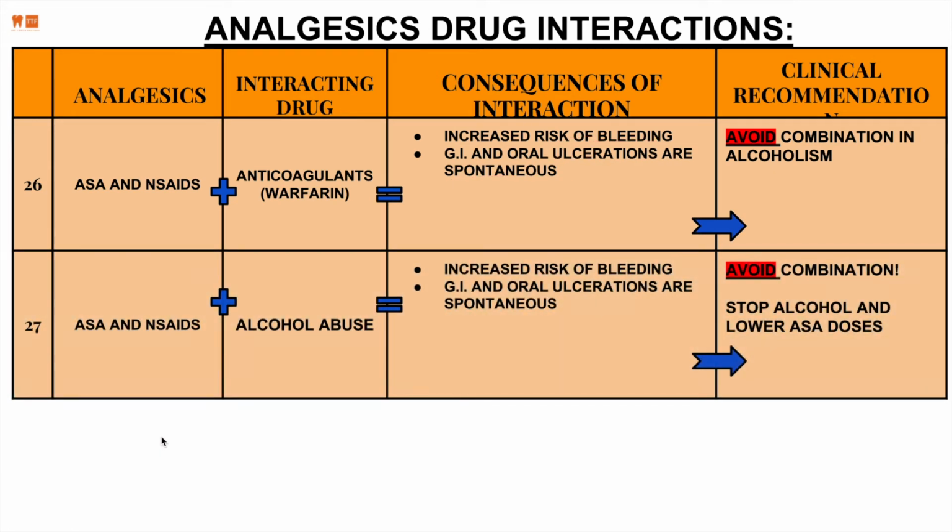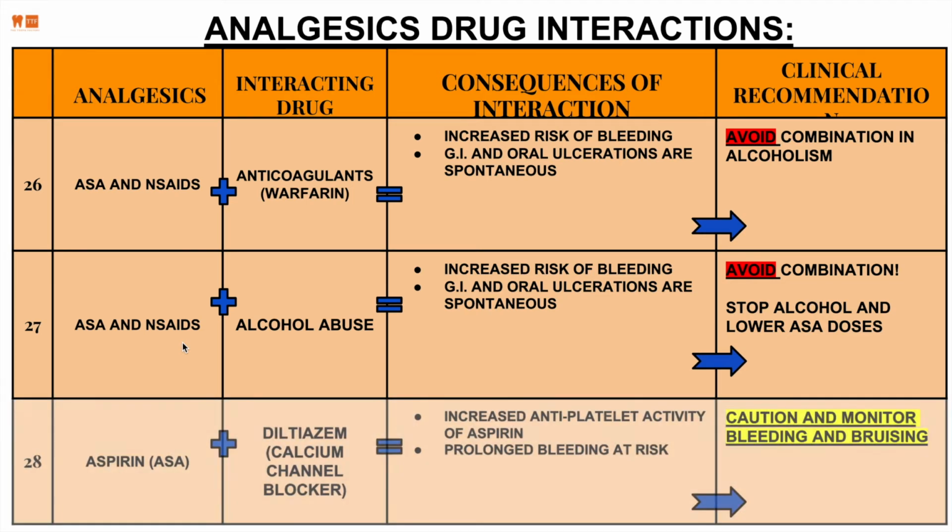Next drug. Aspirin and NSAIDs mixed with alcohol abuse, increased risk of bleeding. GI and oral ulceration, same thing. Avoid combination. We stop the alcohol and lower the aspirin dose. This is because of liver function exchange. Aspirin mixed with diltiazem, which is a calcium channel blocker, will have increased antiplatelet activity of aspirin and prolonged bleeding at risk. This is not avoiding, but we should be cautious and monitor bleeding and bruising. So again, aspirin's antiplatelet activity is increased, leading to prolonged bleeding. That's calcium channel blocker with aspirin.